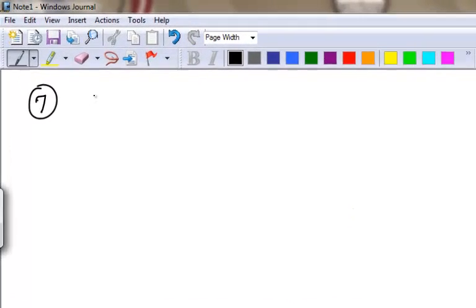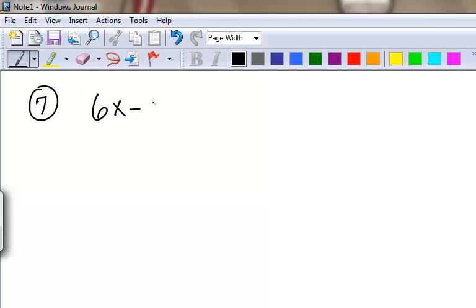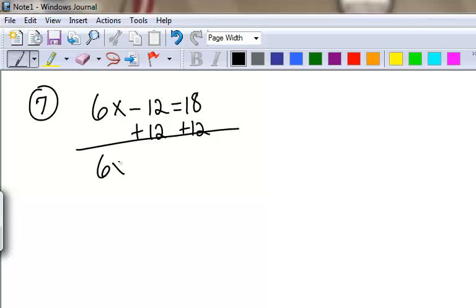Say you have a two-step, 6x minus 12 equals 18. Do the inverse. You want to get x by itself, but first you have to get 6x by itself. So do the inverse, add 12 to both sides. And I want to see that step. I want to see your work for your notebook. Okay, equals 30, and then 6 times x, so do the inverse, divide by 6, and x would equal 5.